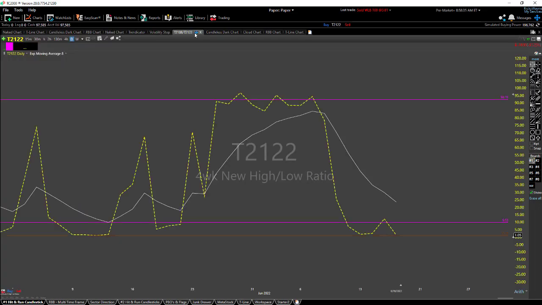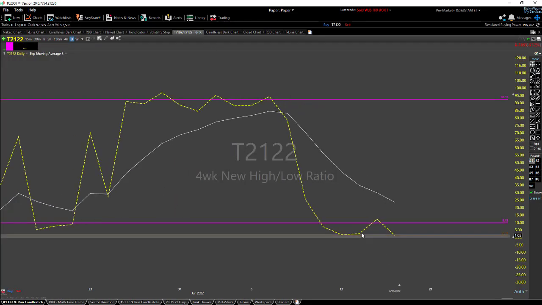Another one is the T2122. We talked about this a couple of days ago. We talked about this being down and starting to turn up, and I just shared with everybody something I've seen over the years with this, or with any oversold type of indicator. It can be RSI, it can be stochastic, it can be any of those. And that's all this is. It's just an oversold or overbought indicator.